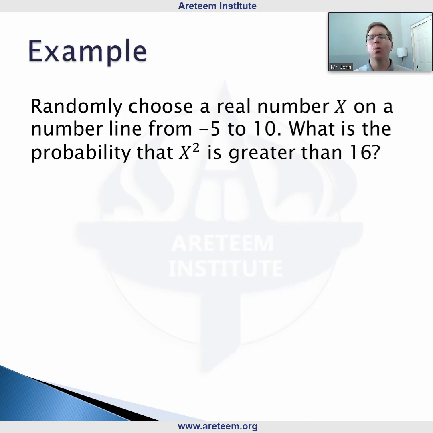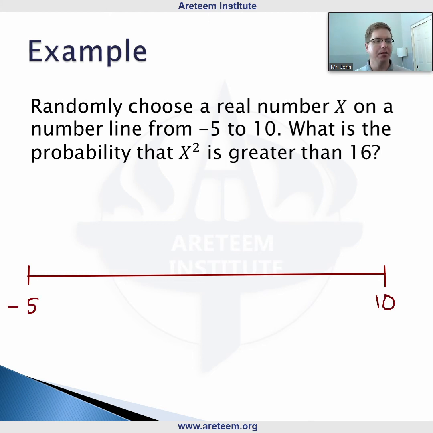Let's take a look at one example of this. So this will be a number line example, so we want to be measuring stuff in terms of length. We randomly choose a real number x on the number line from -5 to 10. So we have a long number line here. We have -5 on one end, we have 10 on the other end. So this entire thing is of length 15.